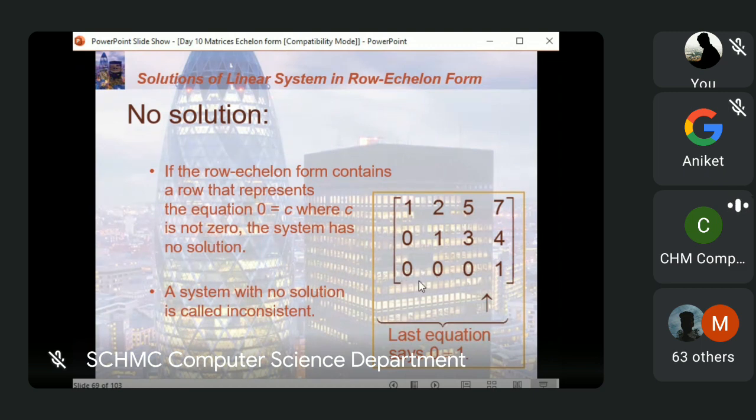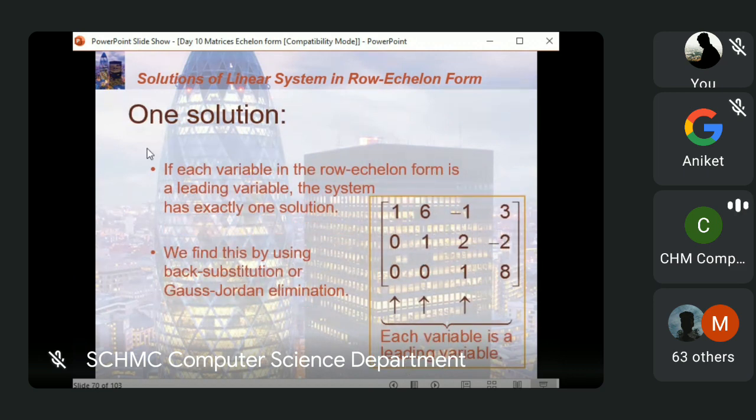Now, please note, if you get rows where it says 0 equal to C, we had already said this last column will be the right hand side of the equations, which will be constant. First column will be the first variable, second column the second variable, and third column the third variable. So if I expand the last row, I'll get 0x plus 0y plus 0z, which is 0 equal to 1. The last equation says 0 equal to 1, so it is inconsistent.